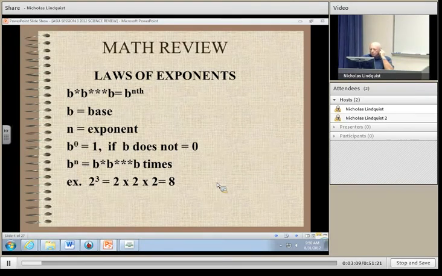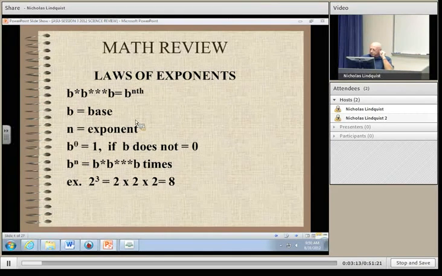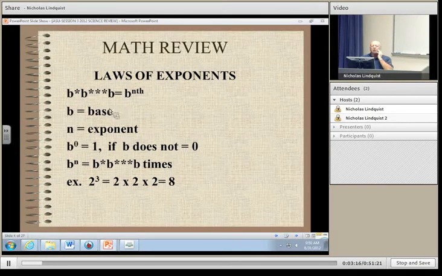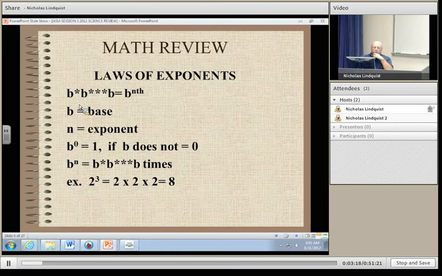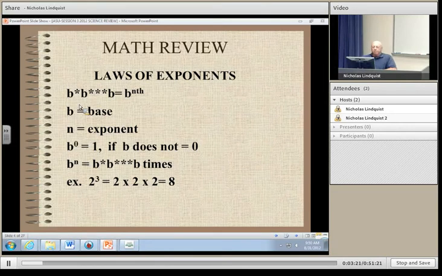I want to talk a little bit about exponents and some of the basic laws of exponents. We can express exponents by b to the nth, which would equate to b times b times b, however many times we want to multiply that number. We can express that as b to the nth power, where b is the base and n is the exponent. And it's given some certain rules. b to the 0 power equals 1 if b does not equal 0.